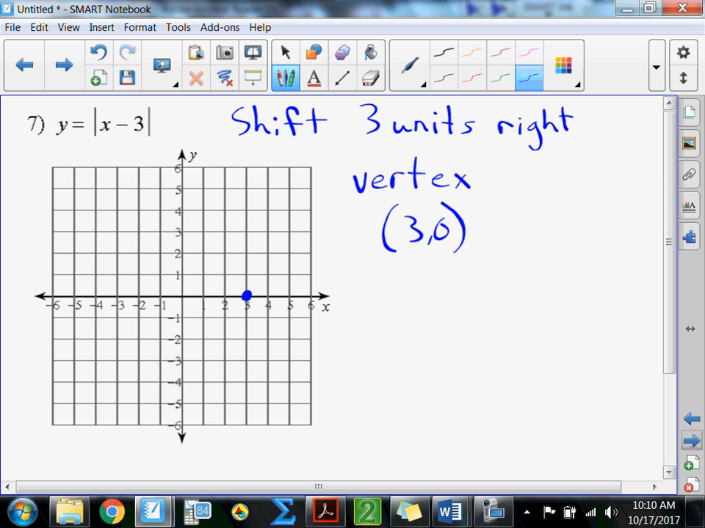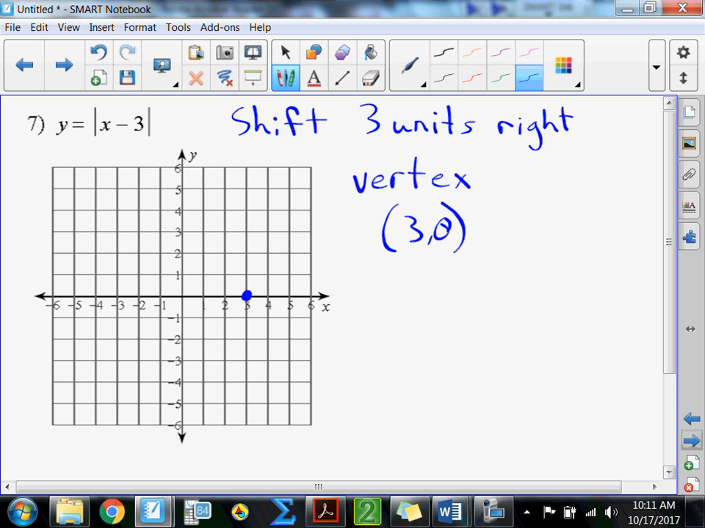If you want to know why, a better explanation, or you want an explanation of why that is 3, 0, please ask your teacher, which could be myself or Mrs. Merriman, and we'd be happy to go over that with you. So 3, 0 is my vertex.